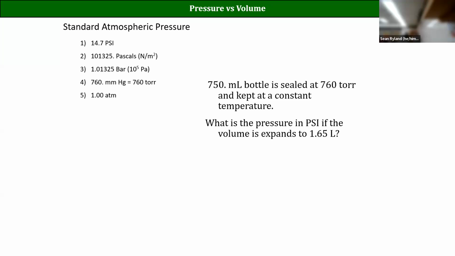What's P1? Pressure. Do we have a number for it? 760. So we're sealing it at 1 atmosphere. What's V1? 750 milliliters. We've got to know at least 3 of these pieces in order for this to work, right? Or we have a system of equations and we need some more information. So what else do we know? V2 is what?